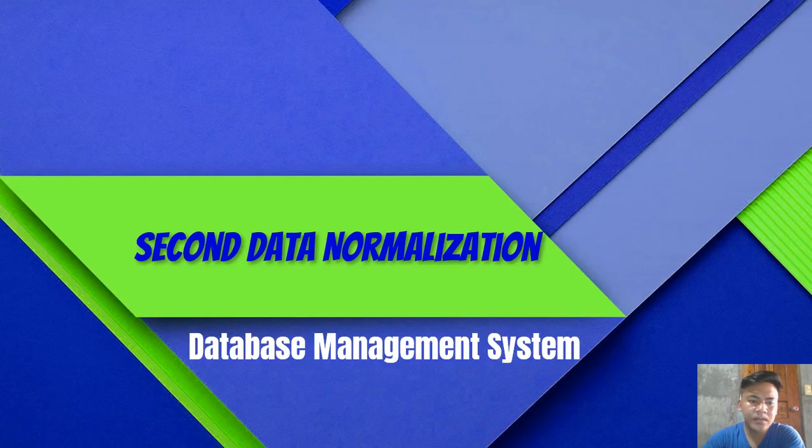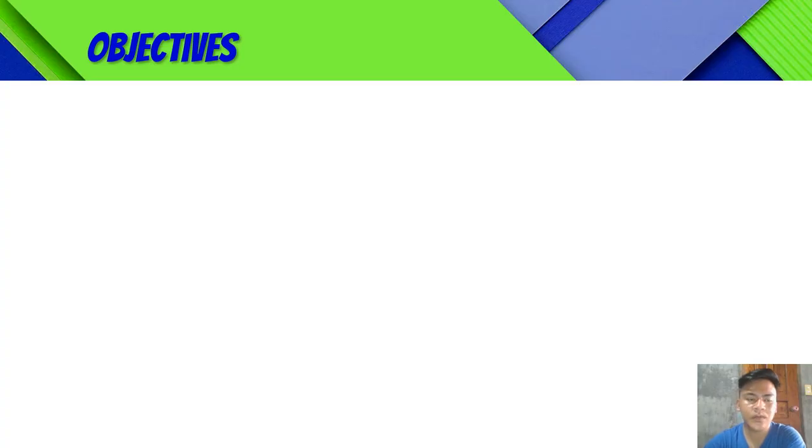Good day, students. Last meeting, we already finished the first data normalization. Today, we're going to solve the different anomalies that we identified in the first data normalization through the second data normalization. To start with, we have here our objectives.